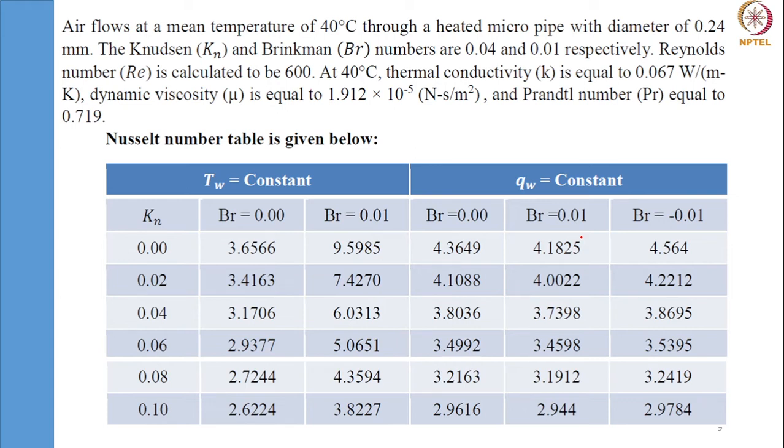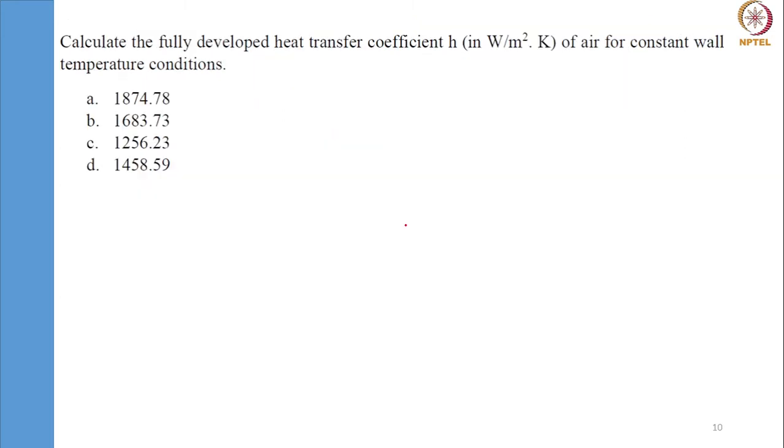The Reynolds number is calculated to be 600. At 40 degrees Celsius, the thermal conductivity is 0.067 watt per meter Kelvin, the dynamic viscosity is 1.91 times 10 to the power minus 5, and the Prandtl number is equal to 0.719. So based upon the data given, we are required to find the heat transfer coefficient of air for constant wall temperature conditions in the fully developed regime.